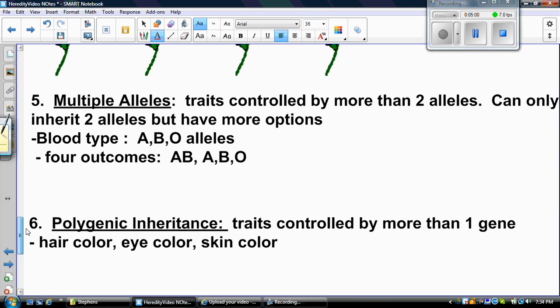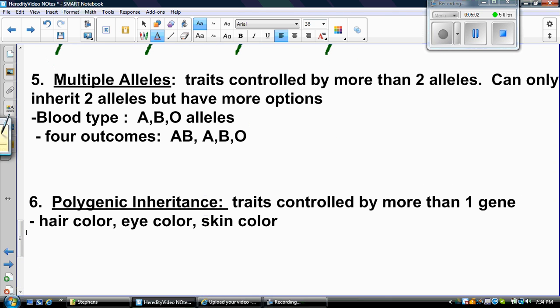Okay, another way traits can be inherited is through multiple alleles. So far we've been talking about traits controlled by just two alleles, like getting one uppercase, one lowercase, those being only the two alleles. Well, multiple alleles are controlled by more than two alleles. So you can only inherit two alleles, but you have more options.